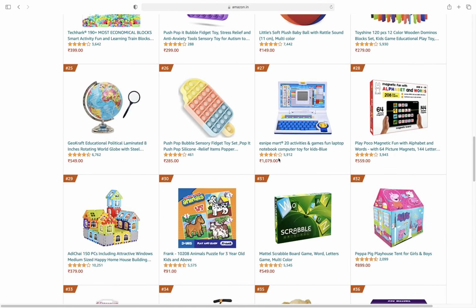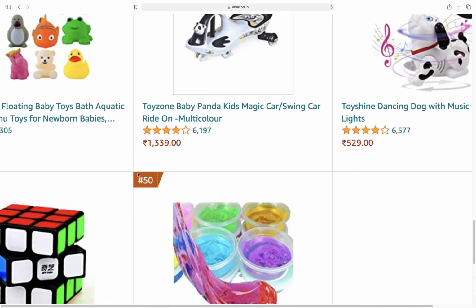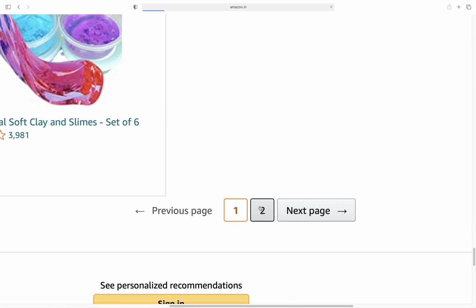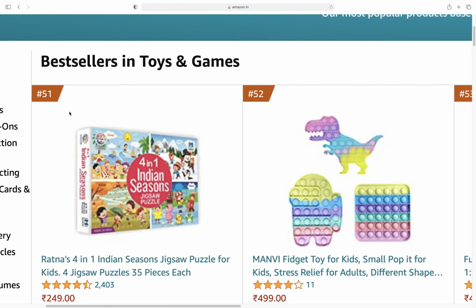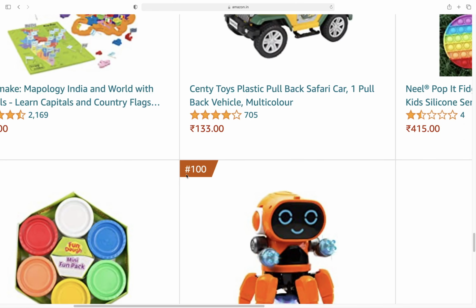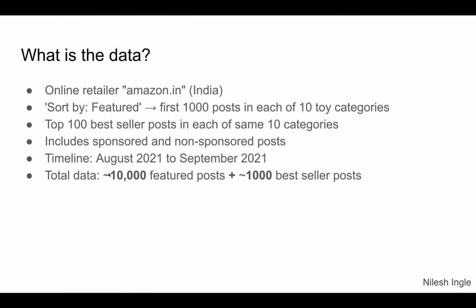These are the first 50, I think, on the first page. If you go down to the second page, the list continues, starting with 51, and if you scroll all the way down, you have the 100. This is also an interesting addition. So we have 10,000 plus 1,000 posts, and these were collected in the time frame between August to September 2021.